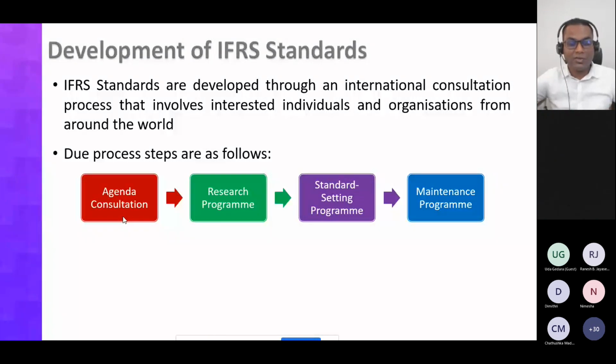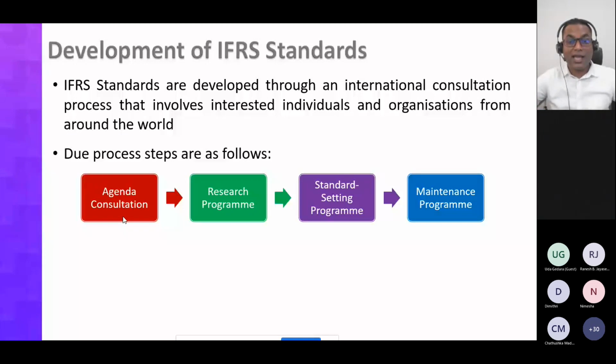At the end of the research program stage, they actually decide whether an amendment is required or whether a new standard is required. Sometimes, after doing the research work and analyzing the problem, they might decide that it's not required to issue a new standard or amend anything, so what is there is all right. On the other hand, if they find there's a problem which needs to be sorted out, the decision would be that we need to make an amendment, or issue a new standard. For that, they might publish a discussion paper, right?